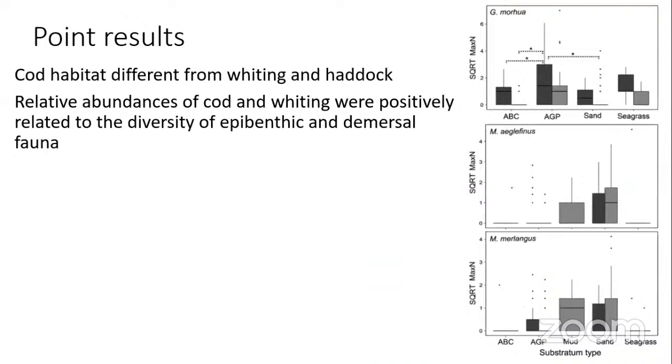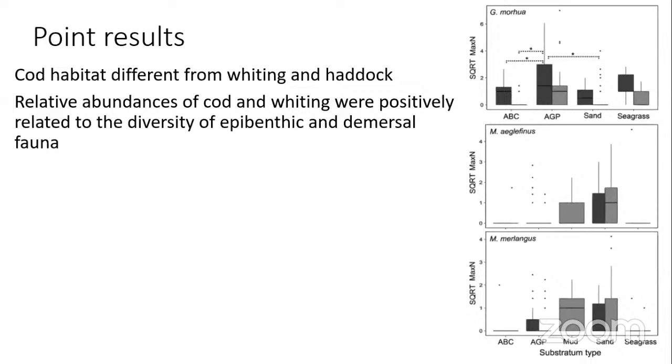So we're going to start with the data on the point results. Looking at the figures on the right hand side, we have cod, haddock and whiting, and the results here are the square root of max N, max N being the highest number of fish seen at one time. And we have ABC: algal, boulder and cobble, algal, gravel, pebble, sand and seagrass. The gravel here includes the maerl as well. There wasn't enough maerl in the data points we had to make it a separate category. And the different colors are different years.